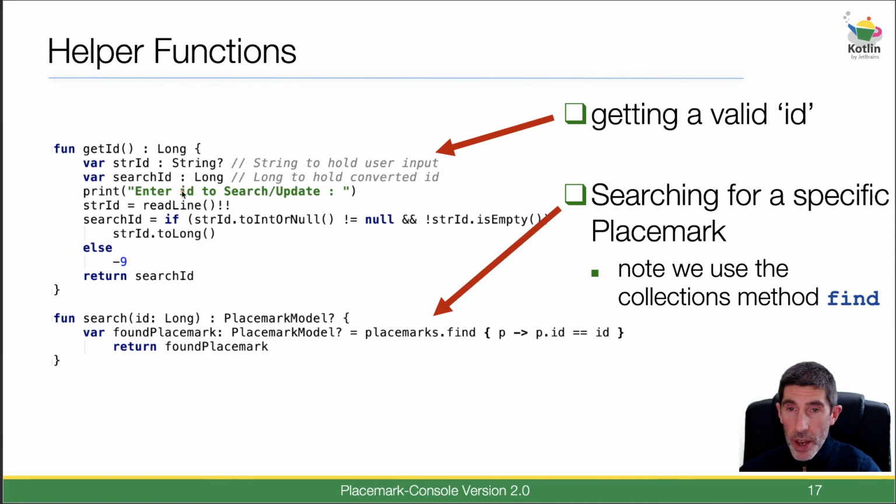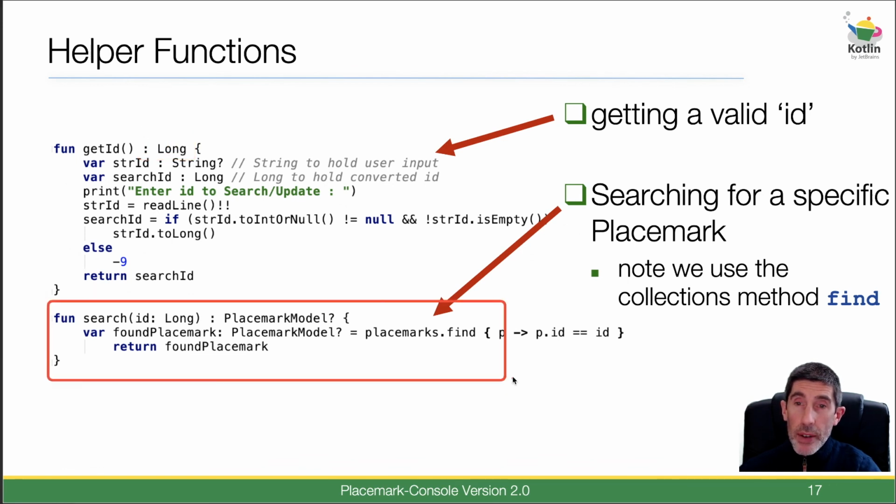So if it's not a number, we'll assign the search ID to -9, and otherwise we just return it back to where we need it. Okay, so getId, as you see there, is just returning along. We also then have our search.